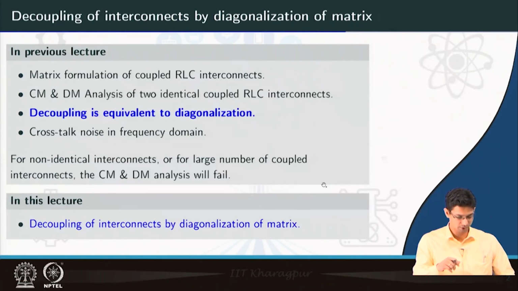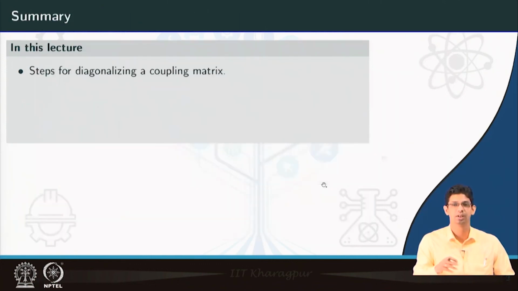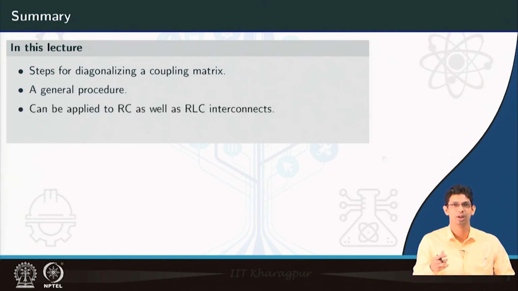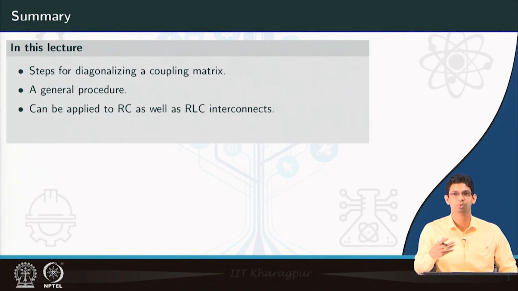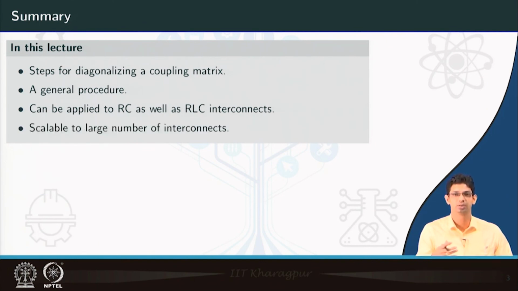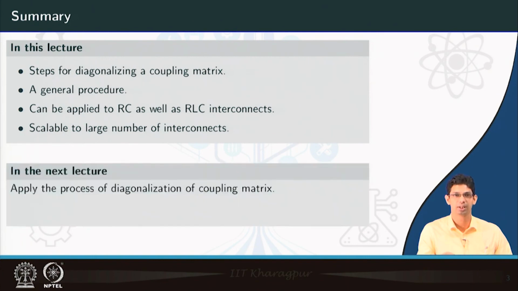So, I will stop here. In this lecture we saw steps for diagonalizing a coupling matrix. We saw what is the general procedure. This procedure can be applied to RC as well as RLC interconnects, and this is scalable. So, this can be scaled to a large number of interconnects.